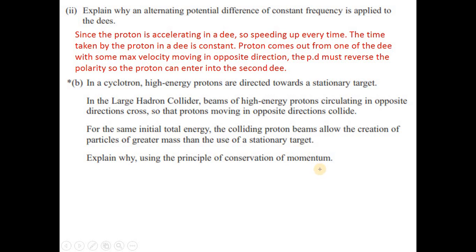In the Large Hadron Collider, we have two beams of protons moving in a circular path but in opposite directions, something like this. So these beams of two protons moving in opposite directions are collided in the LHC. Now, as the protons are moving in opposite directions, the initial momentum is zero. That means according to the law of conservation of momentum, after the collision of these two proton beams, the final momentum should be zero.